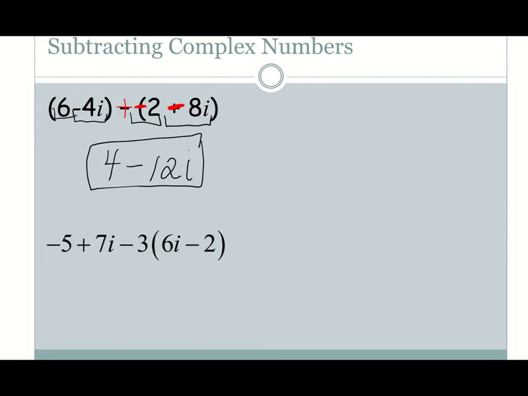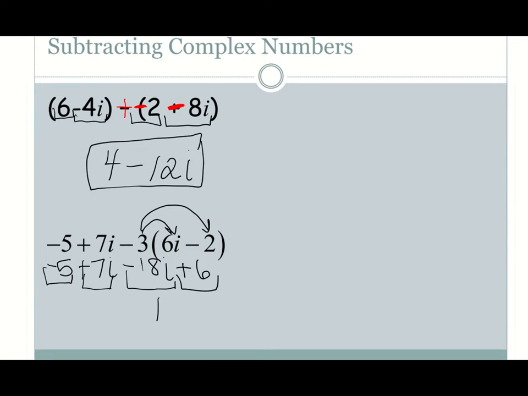So if I'm going ahead and I'm solving this, first thing I have to do is distribute into my parentheses. So I have -3 times 6i and -2. So I'm going to rewrite this. I have -5 plus 7i minus 18i plus 6. So I have -5 and 6. So -5 plus 6 is 1. And then 7i minus 18i gives me a -11i. So hopefully you got 1 minus 11i.